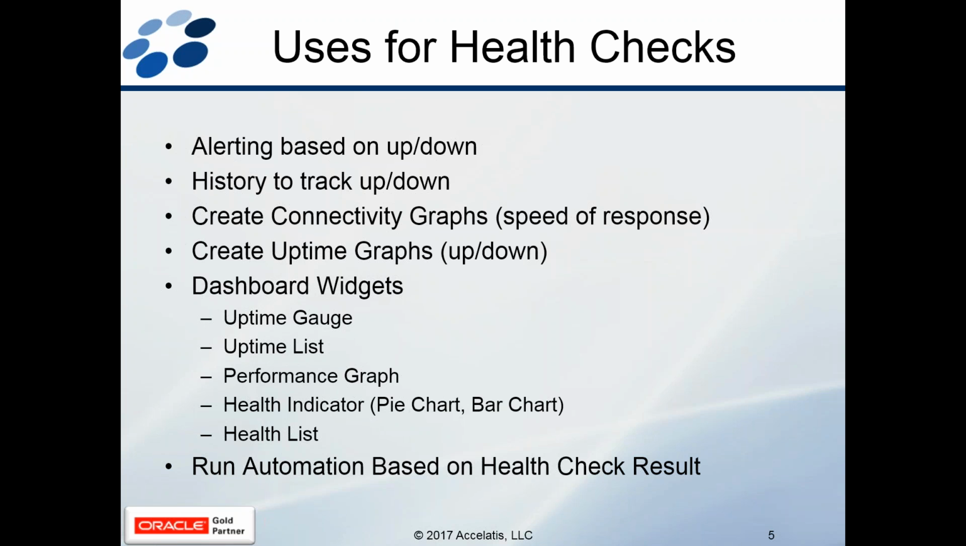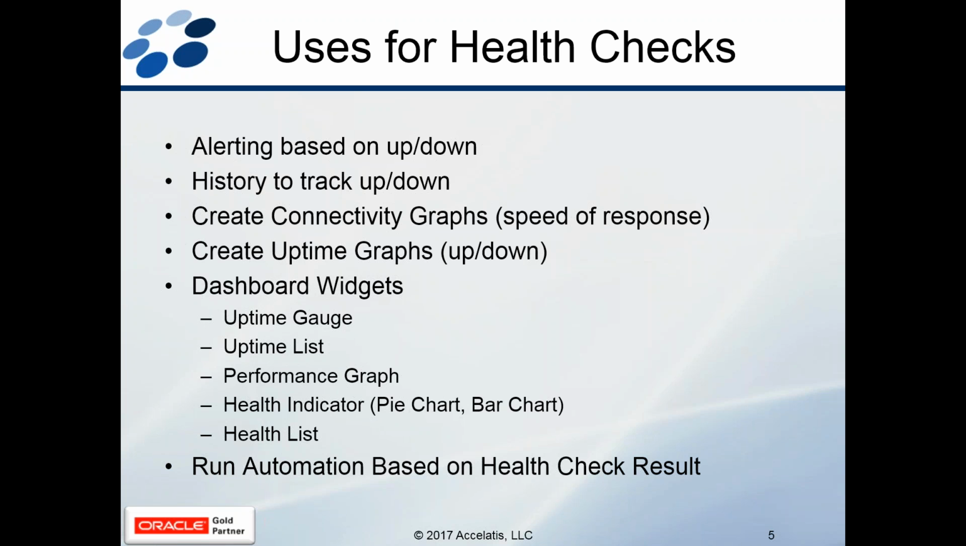The other part of the health checks would be dashboard widgets. If you're out there creating dashboards, you can use an uptime gauge, uptime list. Again, performance graphs can show up on a dashboard. You can use health indicators, which could be a pie chart or a bar chart, or a separate list of health checks. And again, it's a quick way to pull up a dashboard and see the status of all your health checks. And then the last thing I have listed here is to run an automation based on a health check.